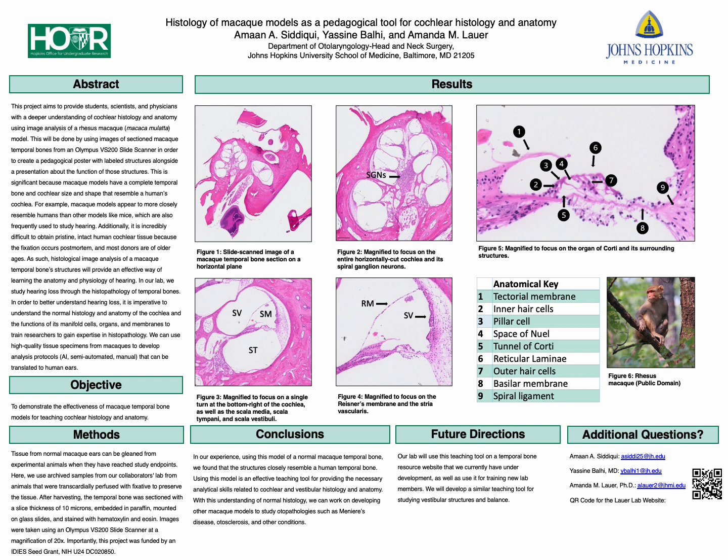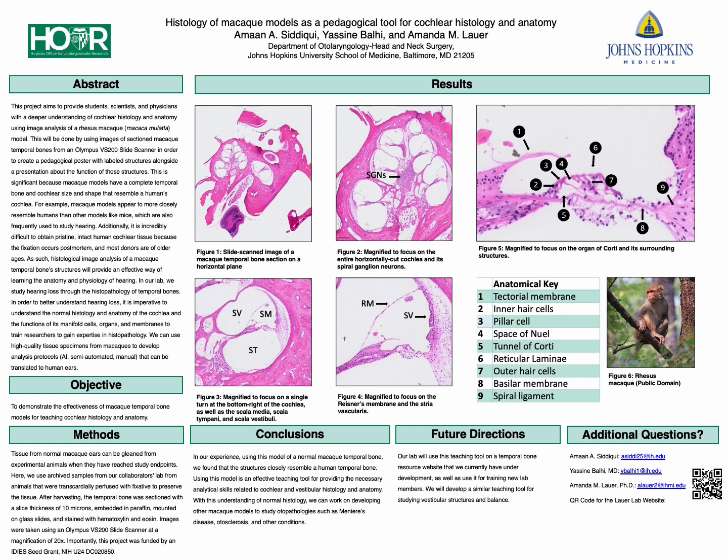to study hearing. Additionally, it is incredibly difficult to obtain pristine, intact human cochlear tissue because the fixation occurs post-mortem and most donors are of older ages. As such, histological image analysis of macaque temporal bone structures will provide an effective way of learning the anatomy and physiology of hearing. In our lab, we study hearing loss through the histopathology of temporal bones.